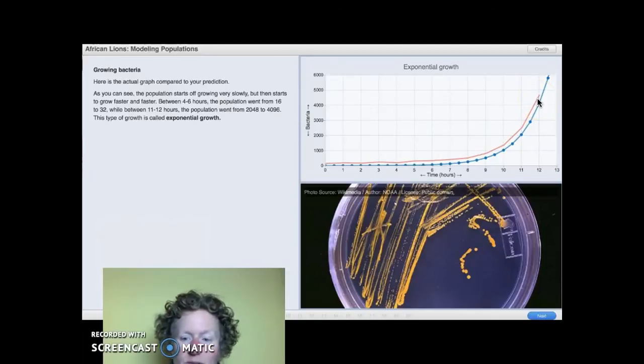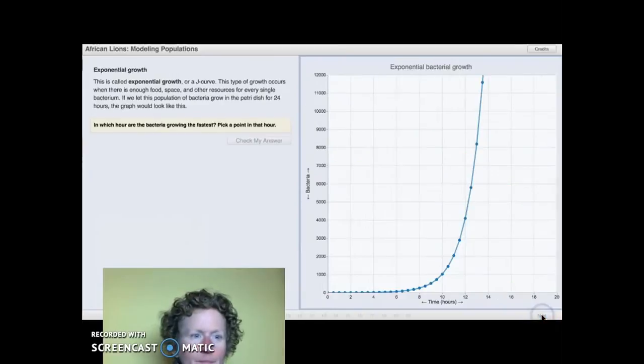This type of growth is called exponential growth. In other words, the function will have an exponent, or one of those little numbers in the upper right-hand corner next to the variable. This is called exponential or a J-curve. This type of growth occurs when there's enough food, space, and other resources for every single bacterium.